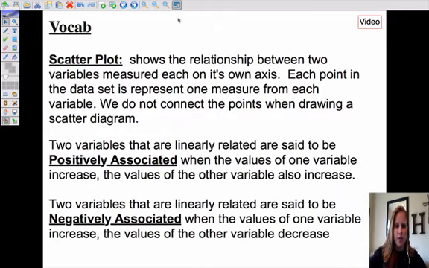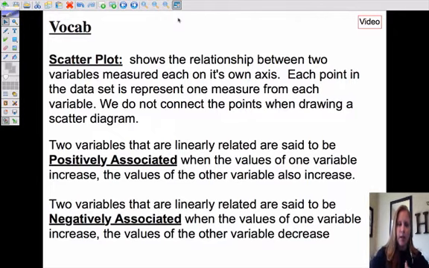So if you want to pause the video and get down this vocab right now, then I will go through it. We're going to start with scatterplot. Scatterplots show a relationship between two variables measured each on its own axis. So again, like we had in linear relationships, we have the x and y axis. Again, there's a slight difference. Not all scatterplots have a dependent and independent variable.